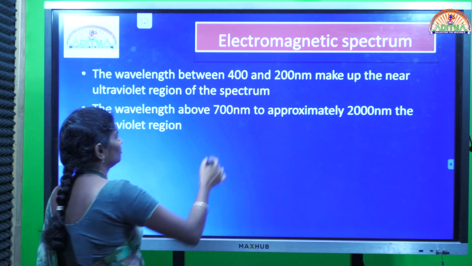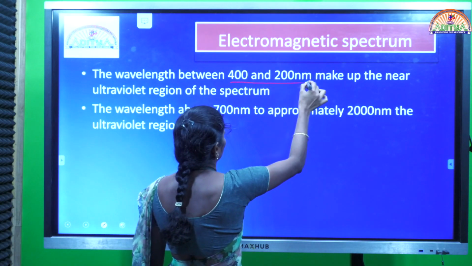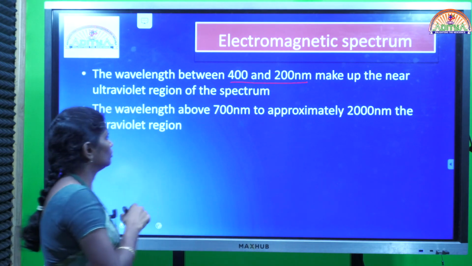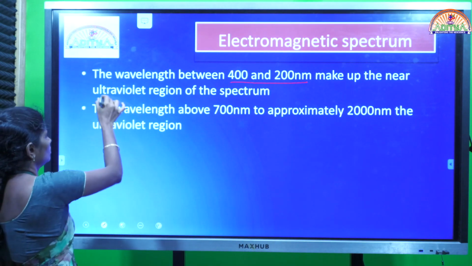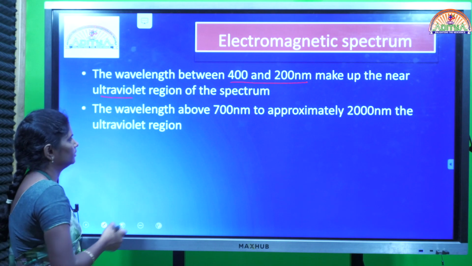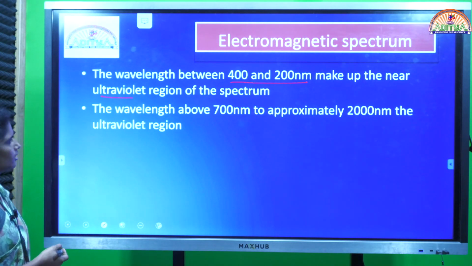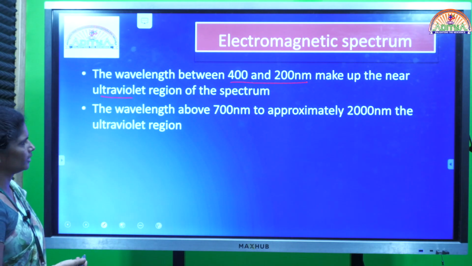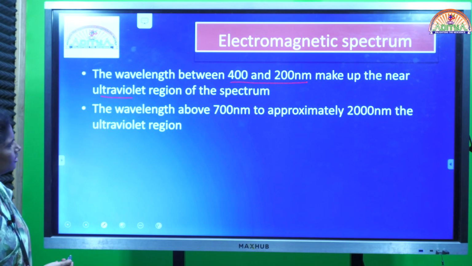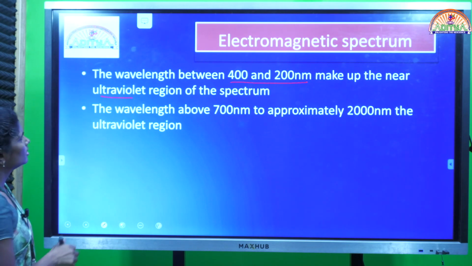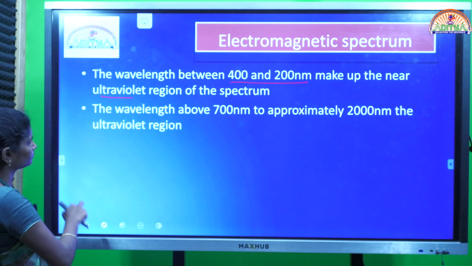And the radiation from 400 to 200 nanometers will be your ultraviolet radiation or UV region, and from 700 to 2000 nanometers will be taken as the infrared radiation.